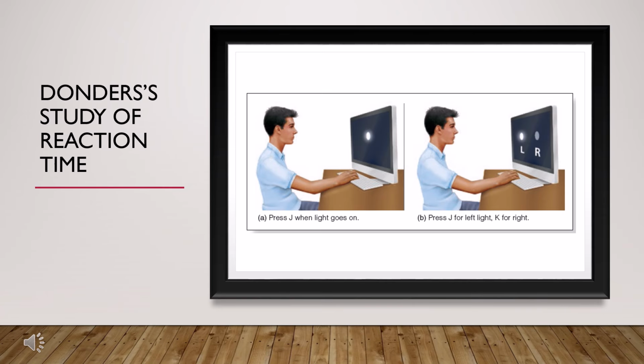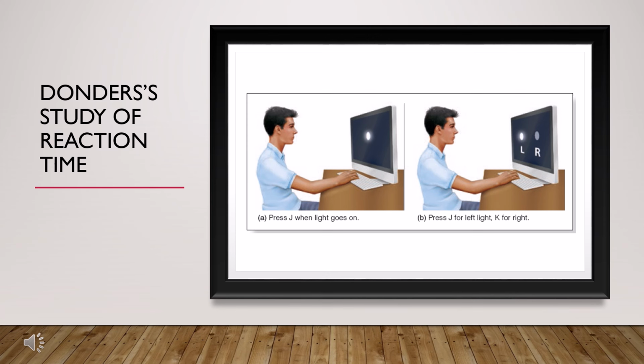This is a modern version of Donders' 1868 reaction time experiment. And so A on the left side is the simple reaction time task, and B on the right is the choice reaction time task. So in the simple reaction time task, the participant pushes the J key when the light goes on. In the choice reaction time task, the participant pushes the J key if the left light goes on and the K key if the right light goes on.